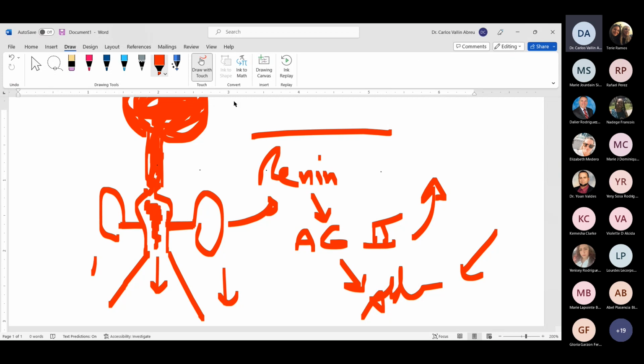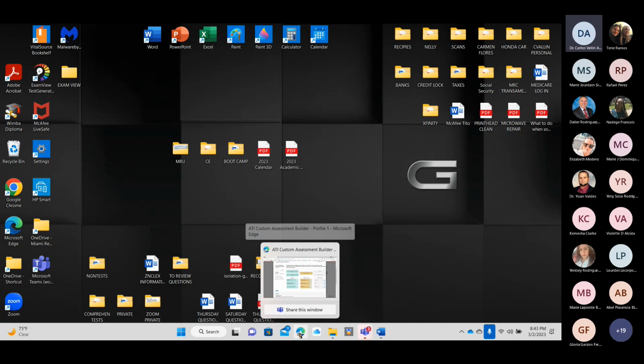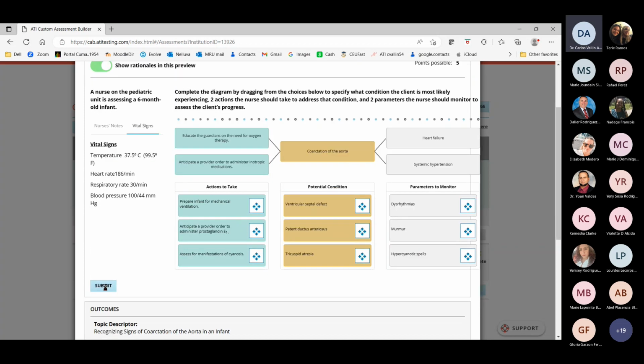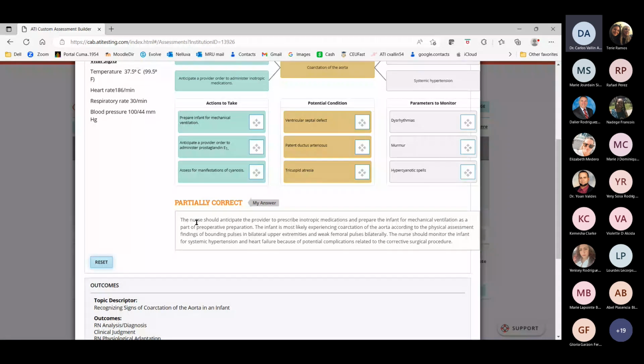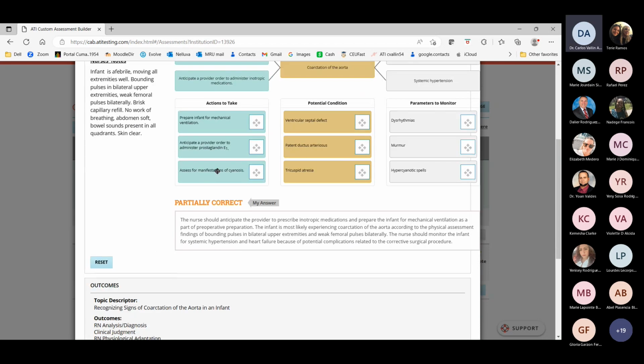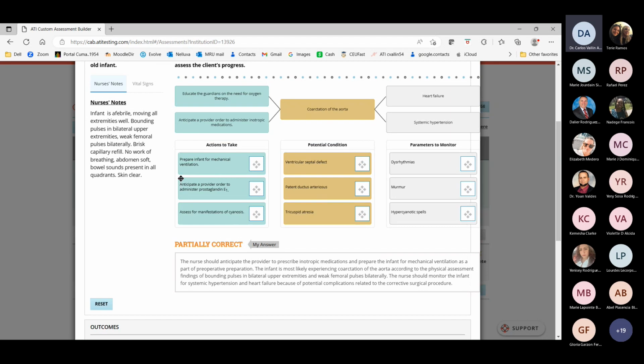I think that this pathology, in the way it has been tested in this question, is too complicated for NCLEX. But let's see what they say. Let's submit. Okay, partially correct. They say the nurse should anticipate the provider to prescribe inotropic medication and prepare the infant for mechanical ventilation. I don't know why. Oh, as part of the preoperative preparation. But at no moment did they tell me that it's going to surgery. Okay, mechanical ventilation, yes, if the patient is going to surgery, it is necessary. So they don't want oxygen therapy, they want mechanical ventilation, assuming that the patient is going to surgery.